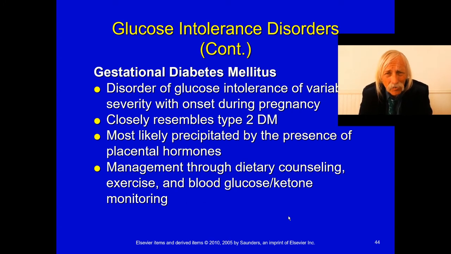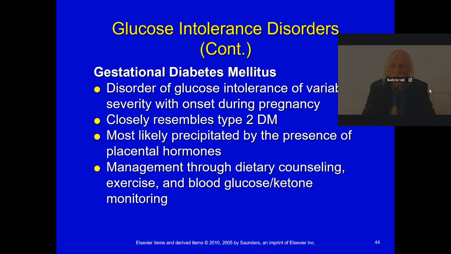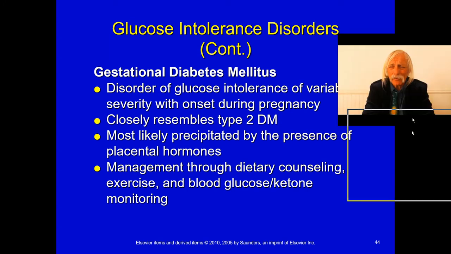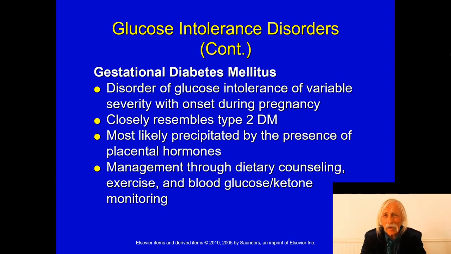Gestational diabetes can occur in somewhere around a quarter of all normal pregnancies. But it comes and goes. It doesn't usually last throughout the entire gestation cycle, but it can be dangerous for women and for the fetus, the baby. It's a disorder of glucose intolerance, of variable severity, as I said, and the onset is usually during pregnancy. It closely resembles type 2 and all those different phenotypes I just told you about. Most likely precipitated by the presence of placental hormones. Again, it's an endocrinopathy that's going on.